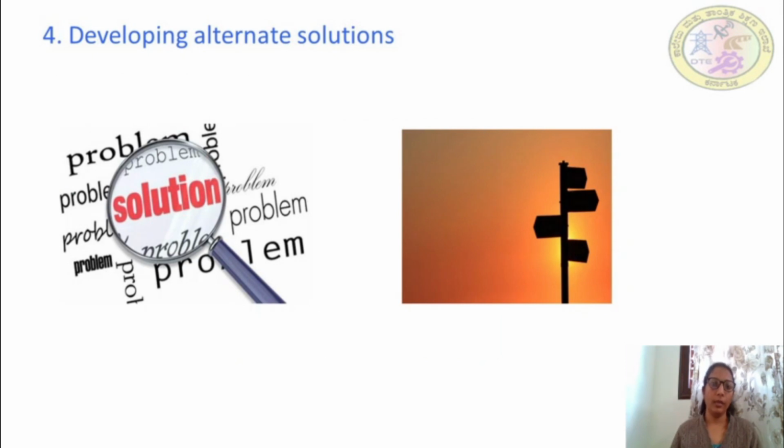The fourth step is developing alternative solutions. A problem can be solved in several ways, however, all ways cannot be equally satisfying. If there is only one way of solving this problem, then no question of decision arises.